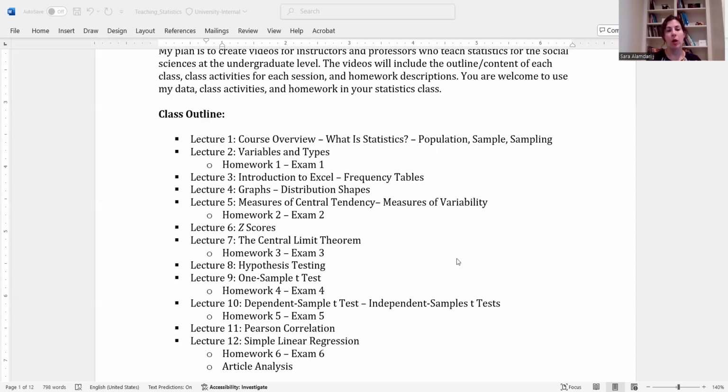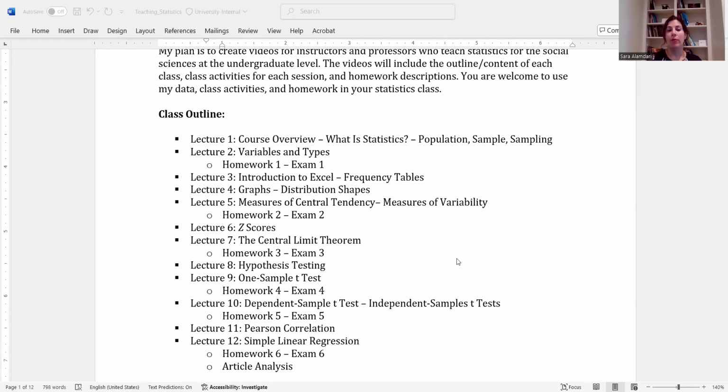Lecture 5 covers measures of central tendency and measures of variability. Measures of central tendency are like mode, median, and mean, and measures of variability are like range and standard deviation. Then I give homework to students. Next session, we cover standard z-scores. Lecture 7 is the central limit theorem, and then homework 3.